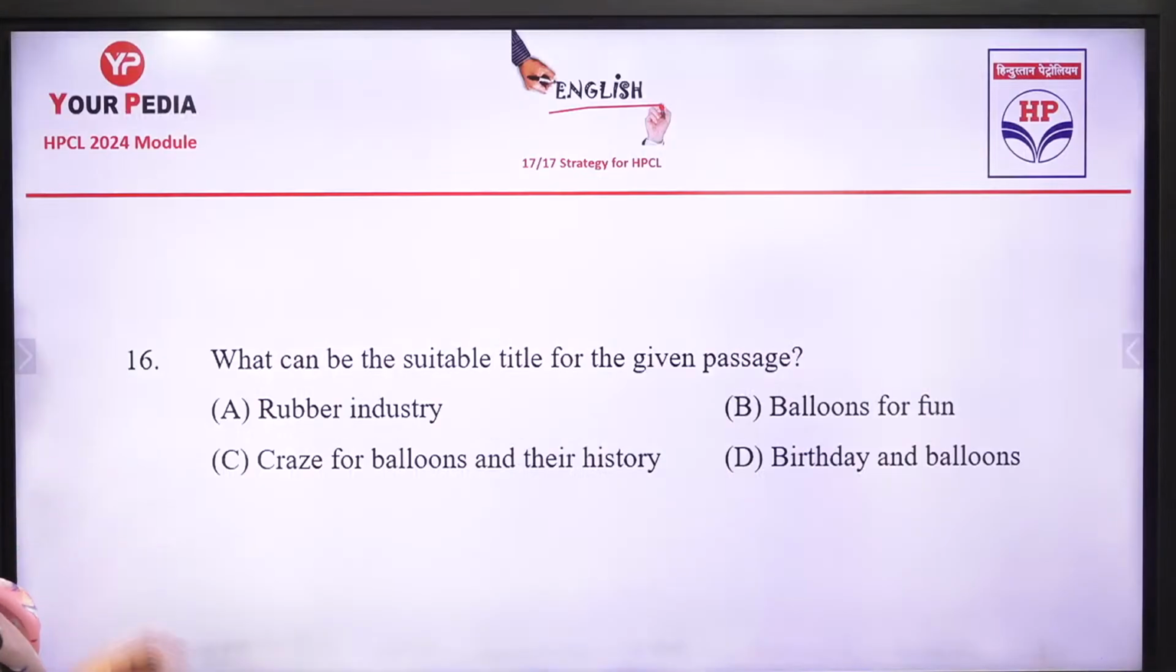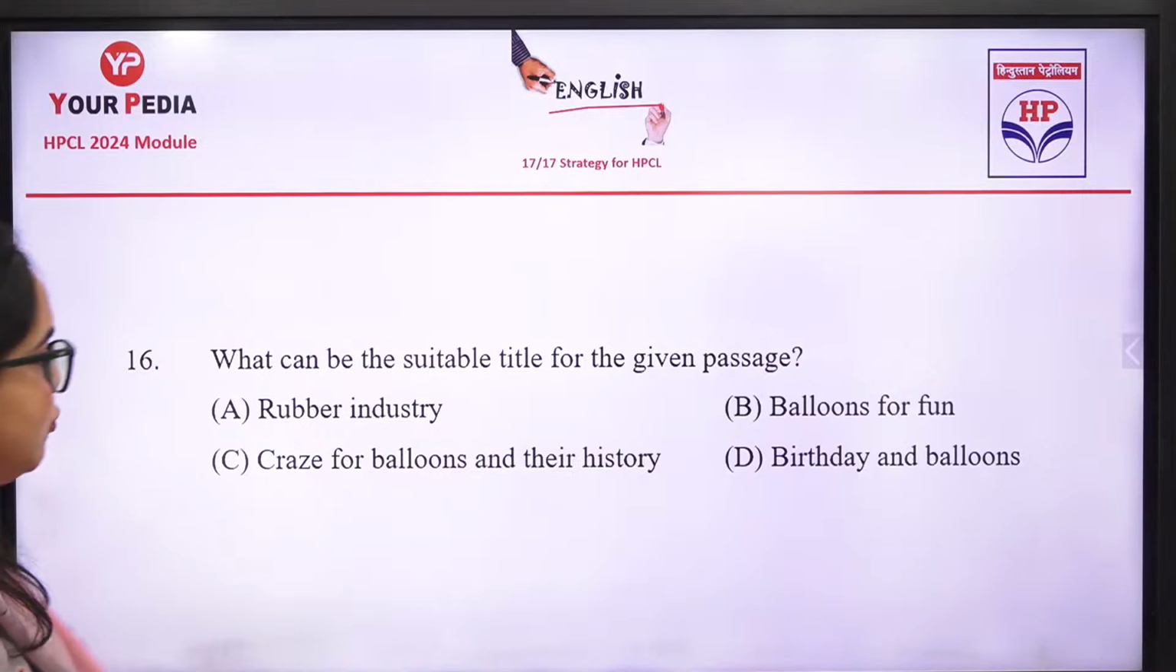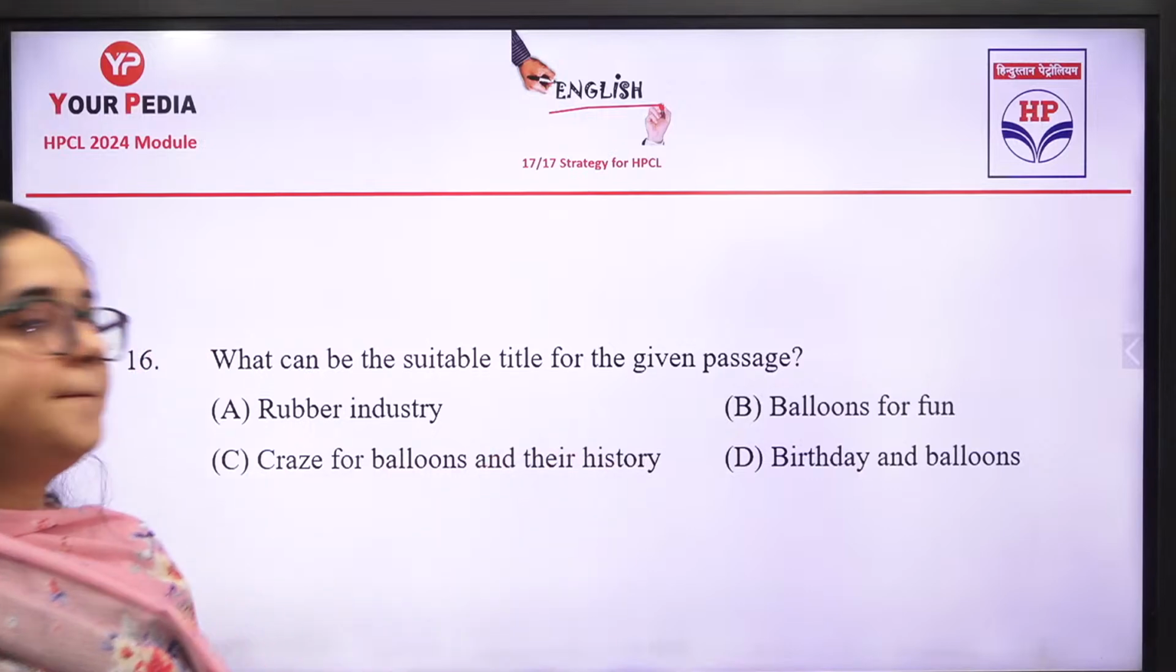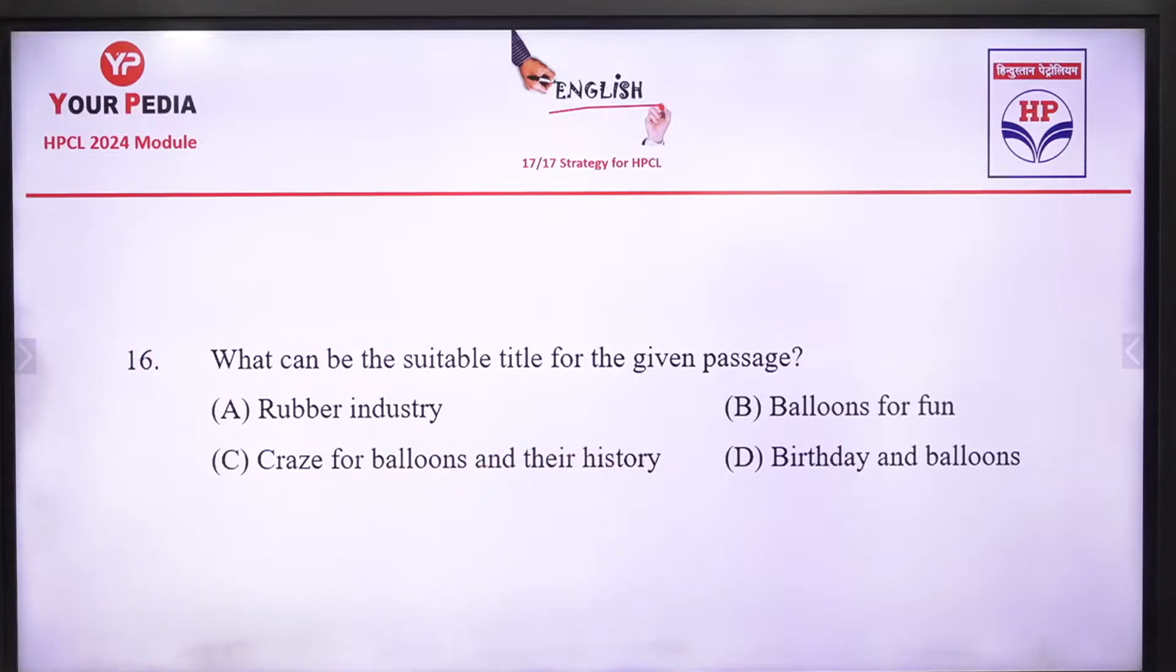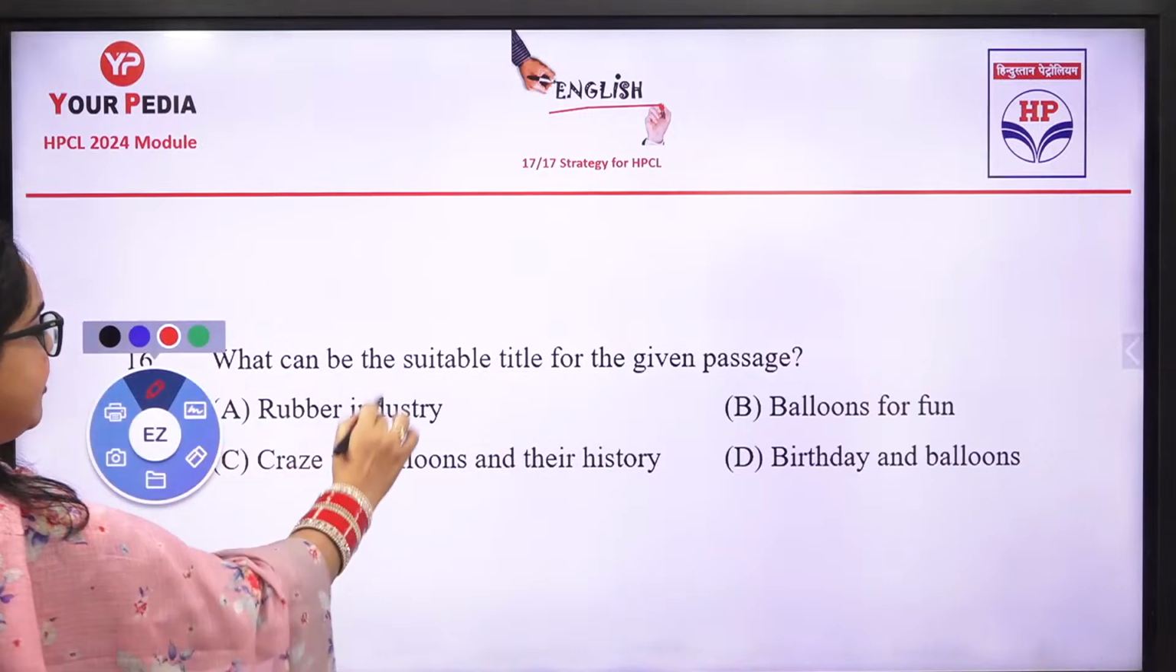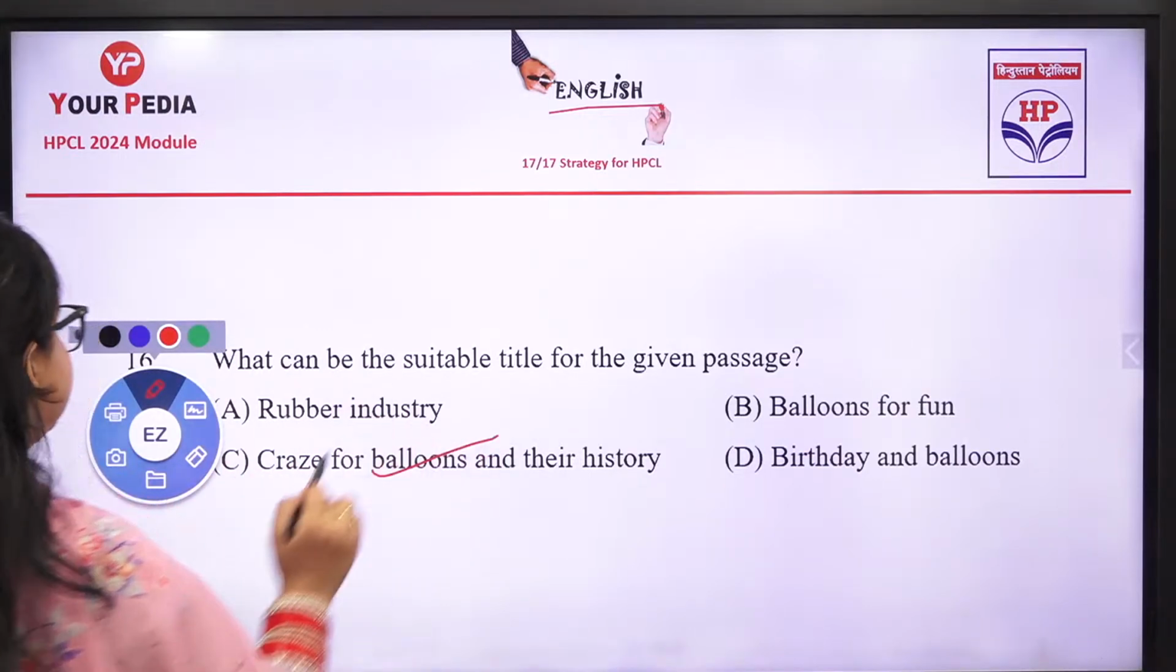Go for this one. What can be a suitable title? Which title do you think fits the passage best? Rubber industry, balloons for fun, craze for balloons and their history, birthday and balloons. Which is the right one, guys? After this, we are going to revise a little bit of the rules and then end the class. One more question and we'll be revising thoroughly. Good. Everyone is with C because here we are talking about balloons and their histories also. So very nice. It is option C.